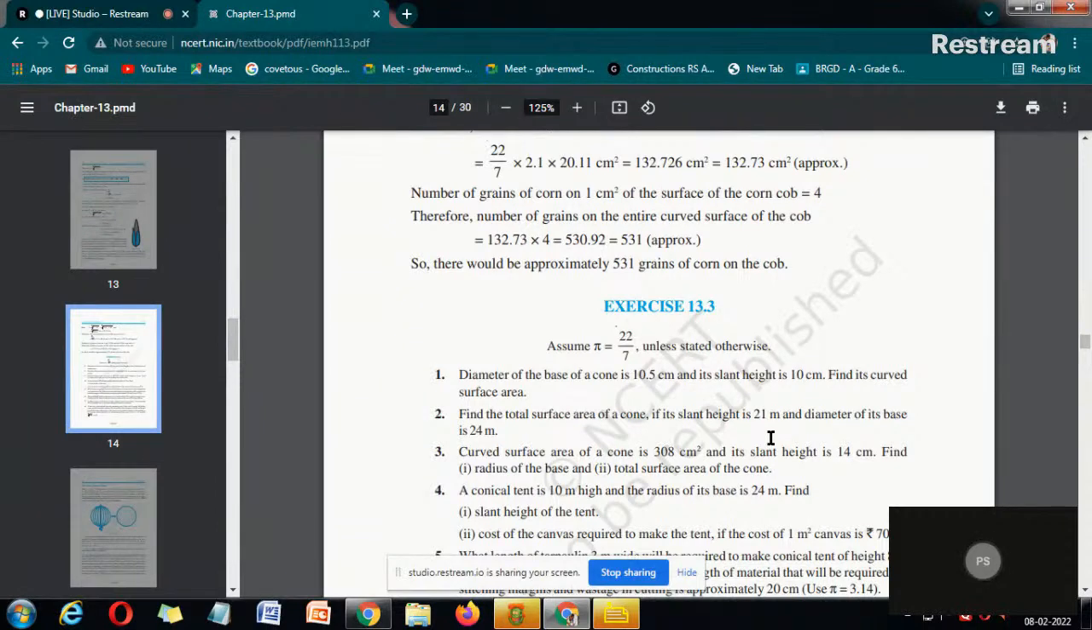Very good, right? If the slant height L is 21 meter and diameter is 24 meter, that means radius is 24 by 2, we get 12 meter. Okay, now let's find 22 by 7 into radius, here is 12, right? Into r, here is 12 plus 21. 22 by 7 into 12 into 3, 3.